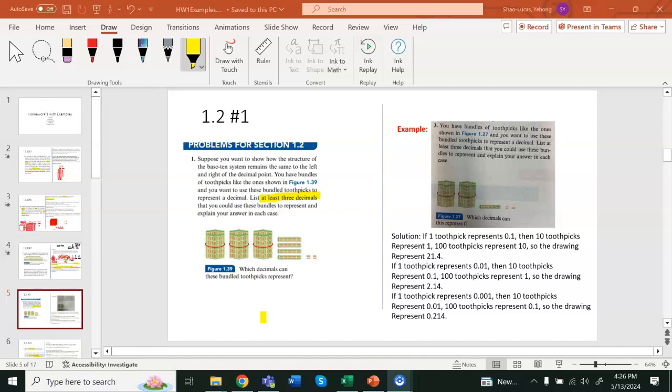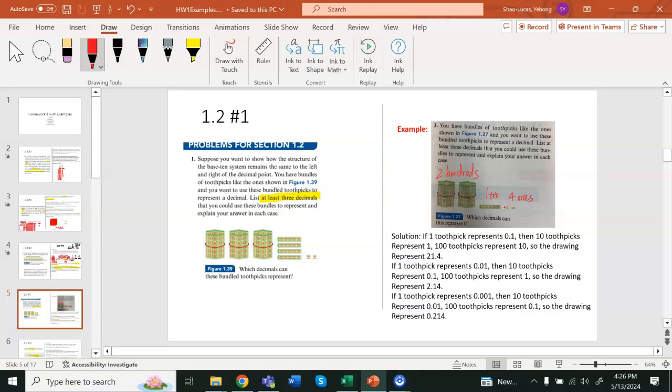Notice that we have some individual ones, 1, 2, 3, 4. So we have 4 individual ones, 4 ones. And this bundle is a bundle of 10, so we have 1 ten. And then we have this bigger bundle, it's 100, so we have 2 hundreds.